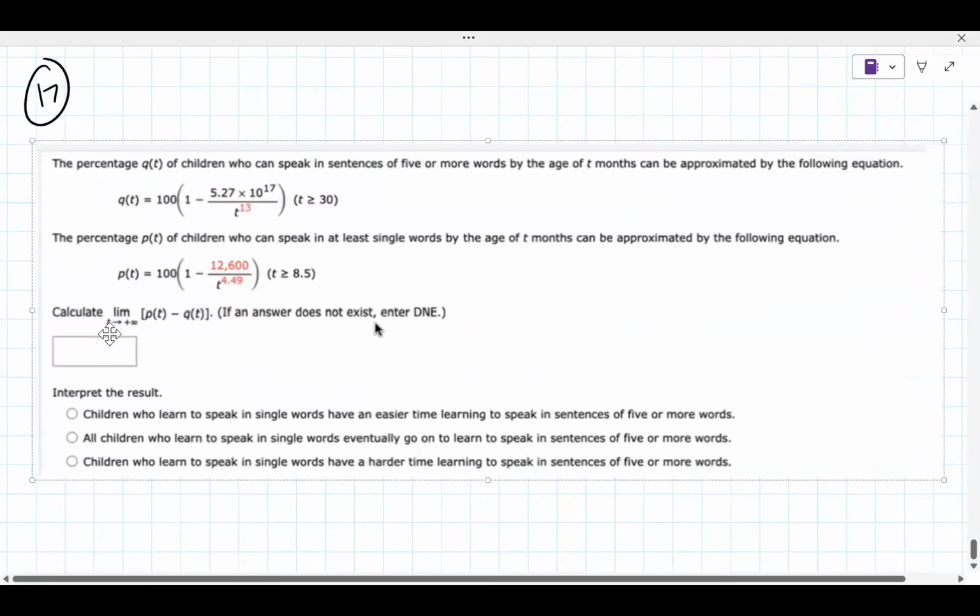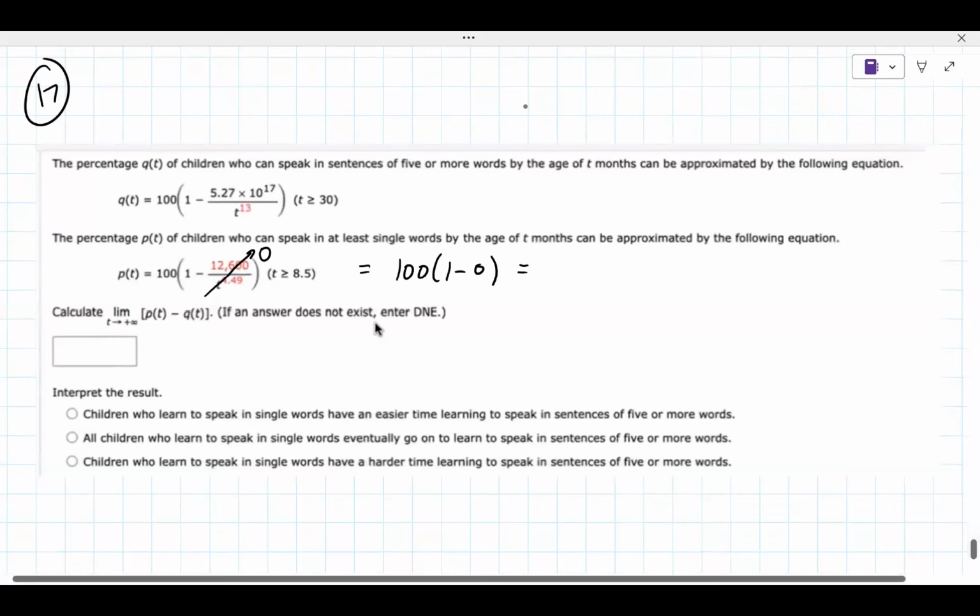All right, so down here we want the limit as T goes to infinity of P(T) minus Q(T). Let's first focus on this one right here. You can see that this goes to 0, so this goes to 100 times 1 minus 0, which is 100. This one on the right also goes to 0, and even though there's a 10 to the 17, T is the variable that you're looking for, so this also goes to 100 times 1 minus 0, which is 100. So it looks like it's 100 minus 100, which is 0.